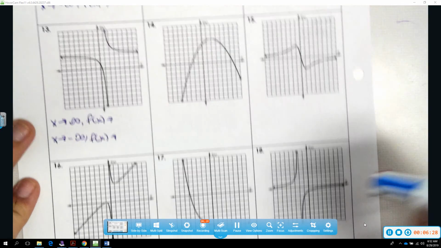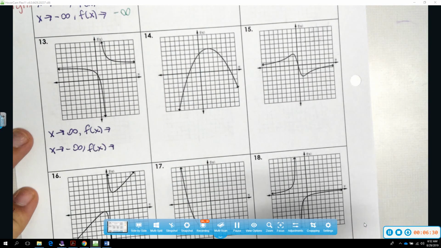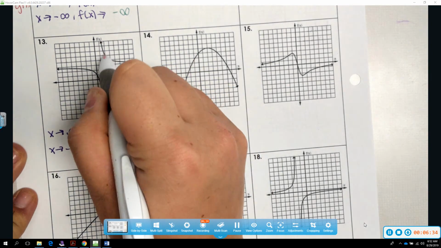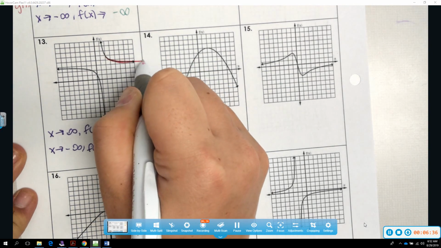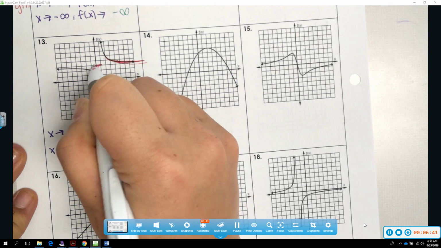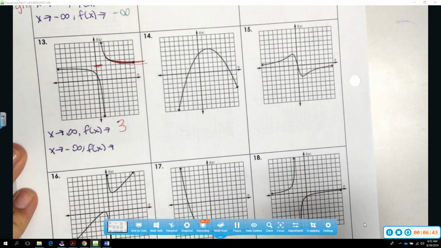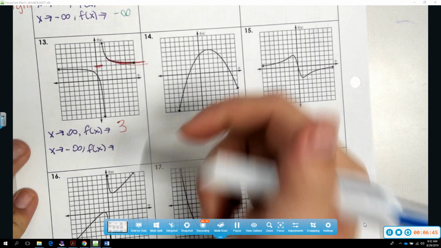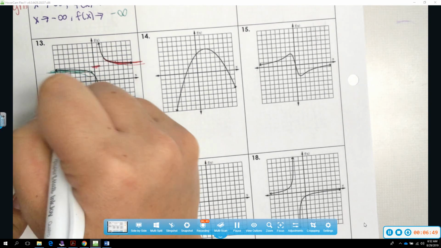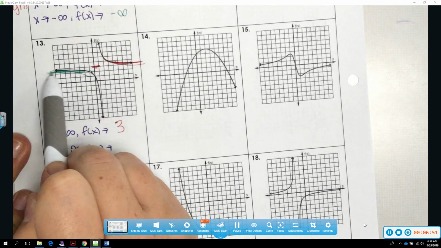Okay, so as x goes right, so as the graph goes right, what happens? Well, it's not going up or down. It's getting really, really close to a number. It's leveling out at 3. And then as x goes left, once again, it's not going up or down. It's leveling out right here at 3.